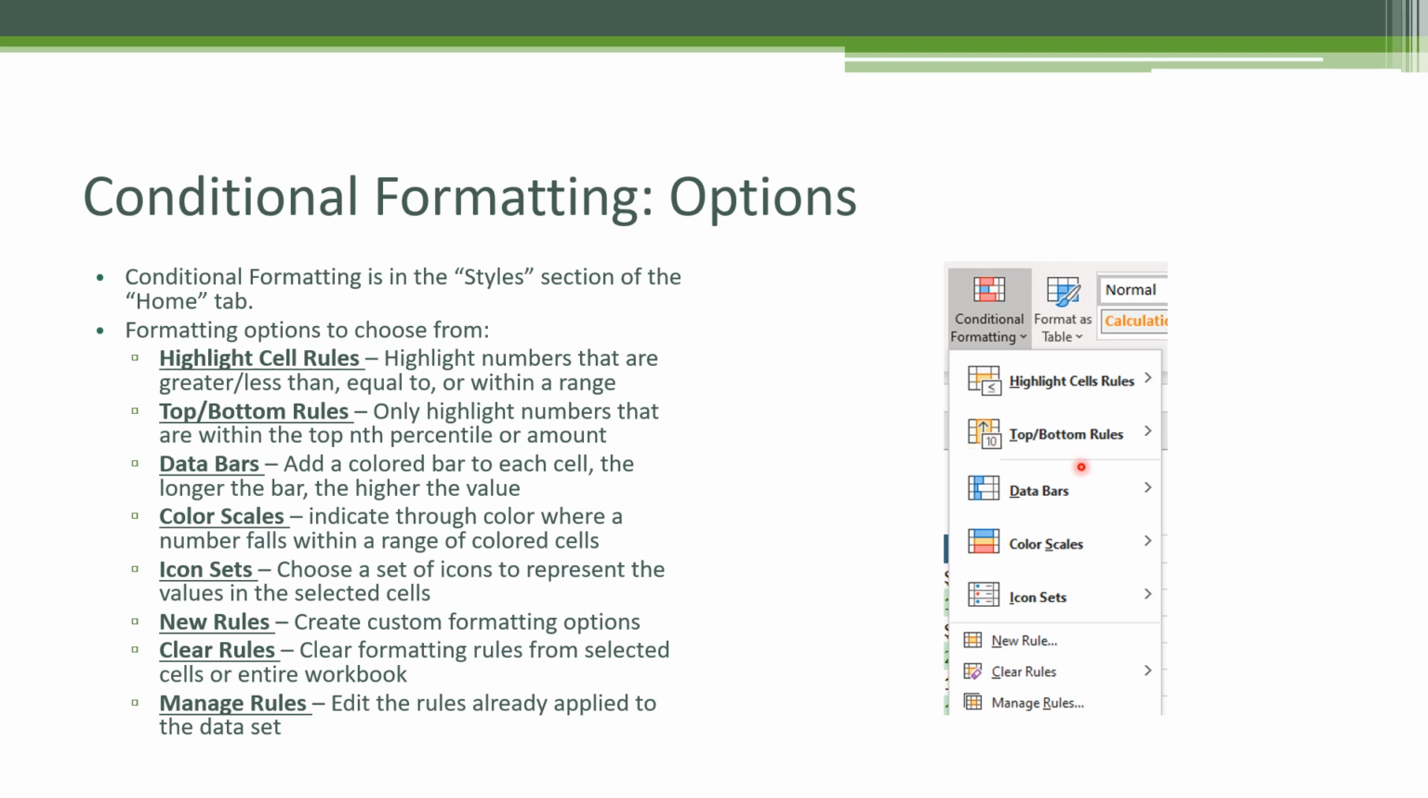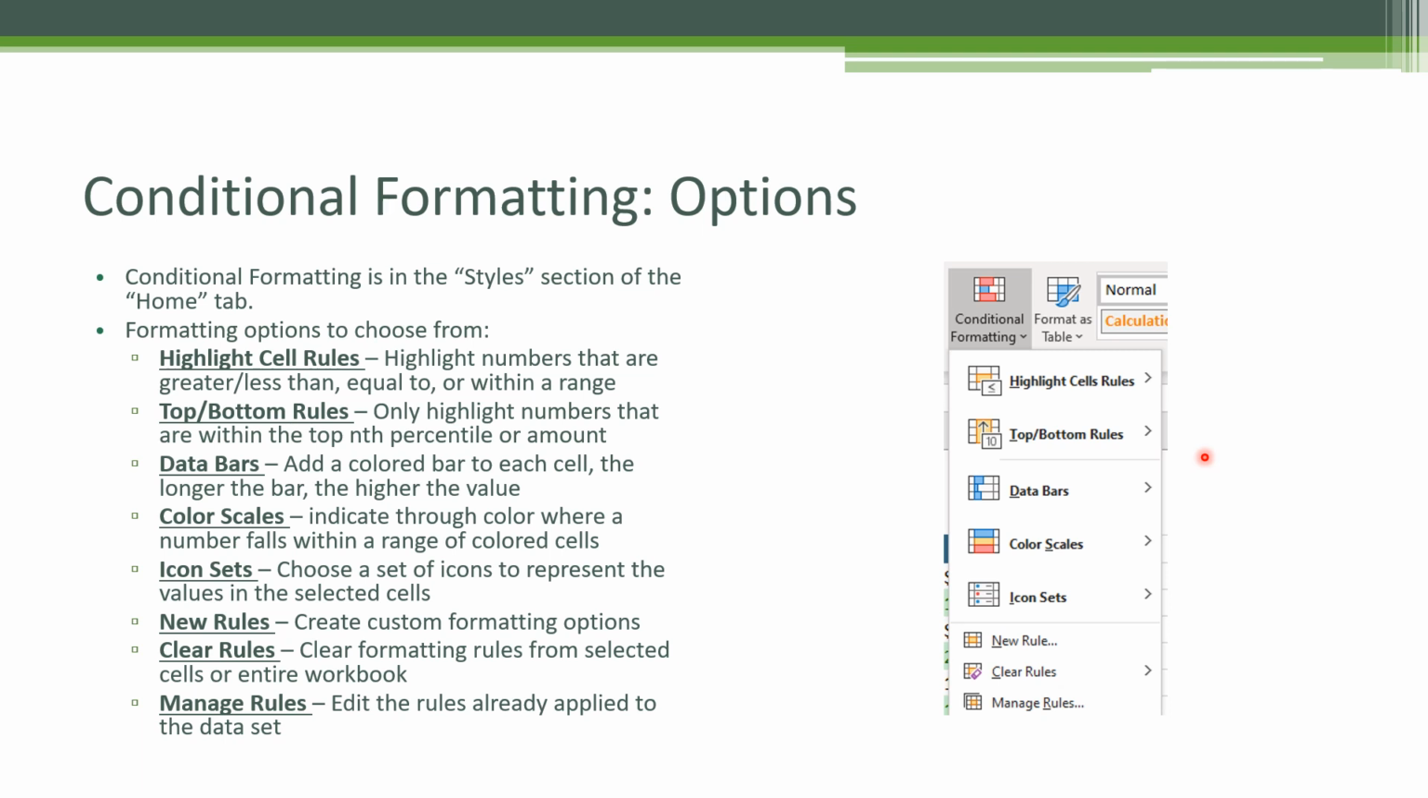The top and bottom rules, those will highlight certain numbers that are within the top certain percentile of your choosing, or the top amount. So the bottom 10 numbers or the highest 10 numbers. For data bars, this adds color to each cell, and the longer the bar is, the higher the value. Color scales indicates through color where a number falls within a range of colored cells.